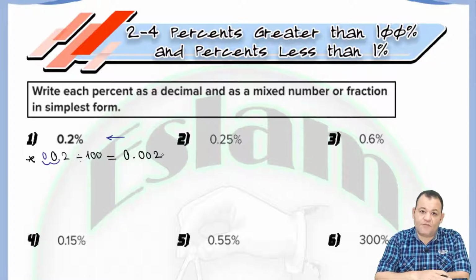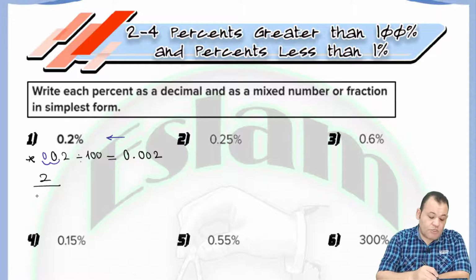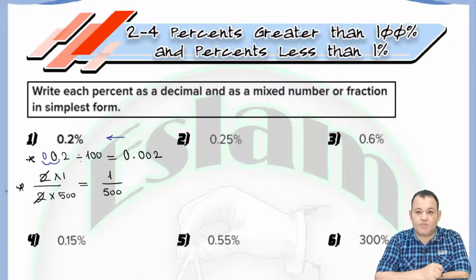Now we need to write it as a fraction. To write it as a fraction, I'll just write 2. And the denominator now. Because we have 3 digits at the right of the decimal, I'll just write it over 1000. Now we simplify. We know that 2 is equal to 2 multiplied by 1, and 1000 is equal to 2 multiplied by 500. Just cancel 2 and 2, so it will be equal to 1 over 500. And that's how we can write it as a fraction.